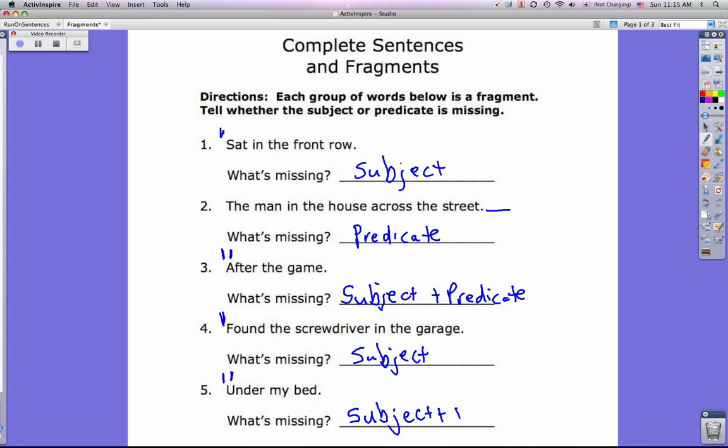You always want to test it out. If you think the subject is missing, then add a subject and see if it's a complete sentence. If you think the predicate is missing, add a predicate. If adding one of those doesn't work, then you might need both of them.